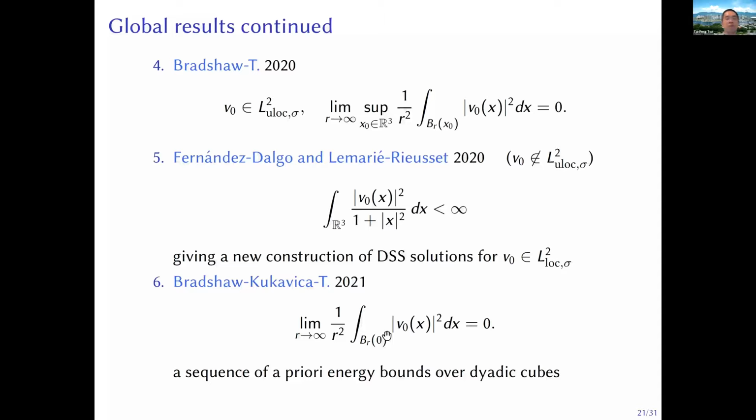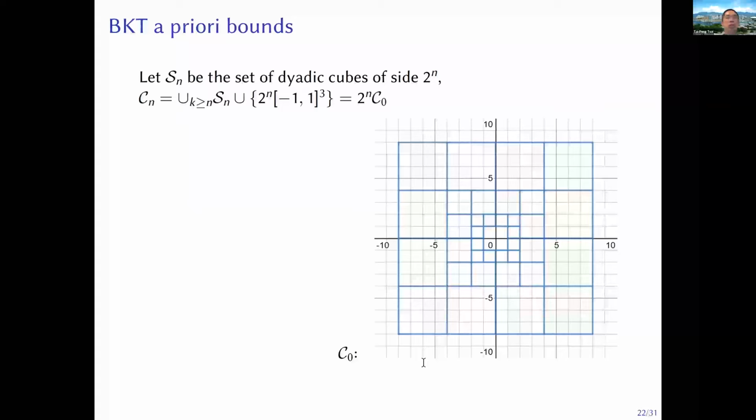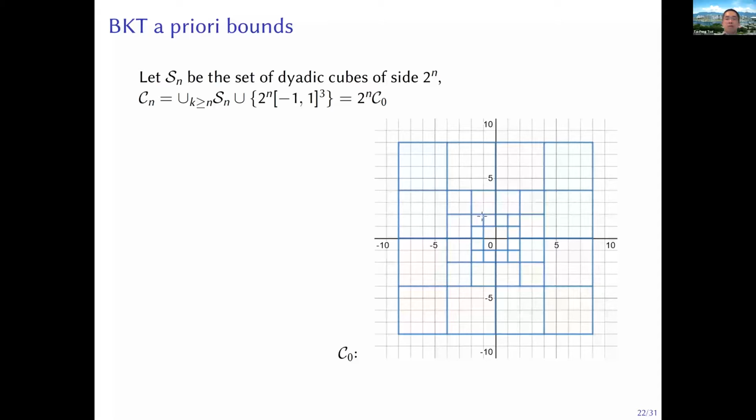So now I want to explain what we have here. So this condition, we look at the dyadic cubes. So here, my S1 is the set of dyadic cubes of size 2^n. So this ring of cubes is S1. And this ring of cubes is S2. So this is a 2D picture, but you can look at the 3D picture similarly. And this ring of cubes is S3.